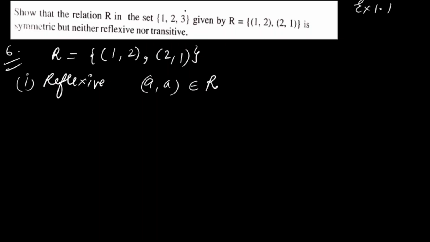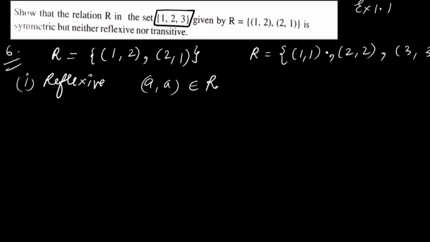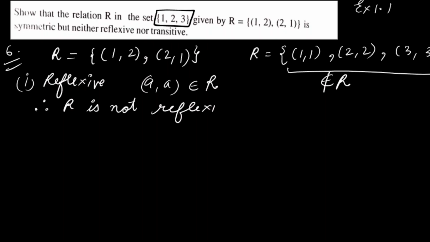See, the relation we are choosing is from this set {1, 2, 3}. So we should have these types of ordered pairs: (1, 1), (2, 2), (3, 3), because this should be true for all the elements of the given set. But we see all these elements don't belong to the given relation. Therefore R is not reflexive. Simply you can write these ordered pairs don't belong to R, therefore R is not reflexive.